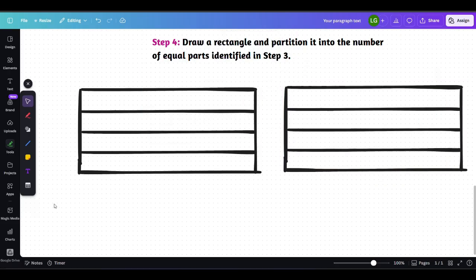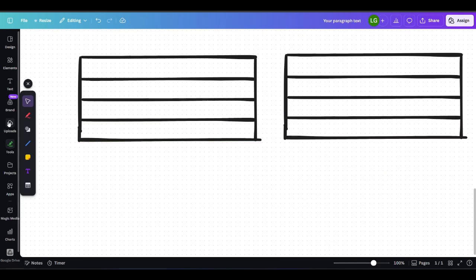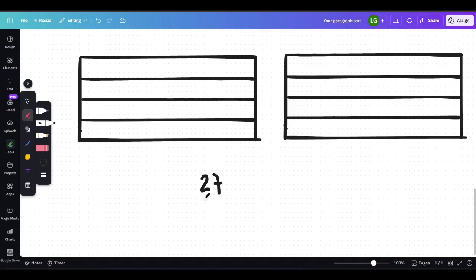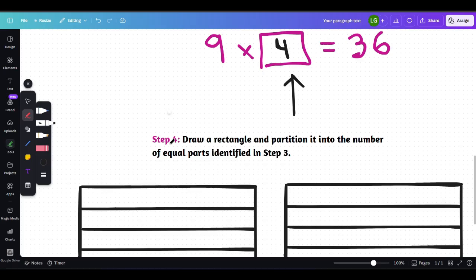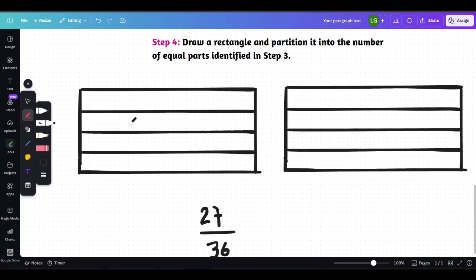And if you notice, my fraction is 27 over 36, right? But this rectangle is not divided into 36 parts. I already divided it into 4 parts. And I know that 4 times 9 is 36. So I need to divide my rectangle into 9 more parts. So I gotta divide it in 3 parts.